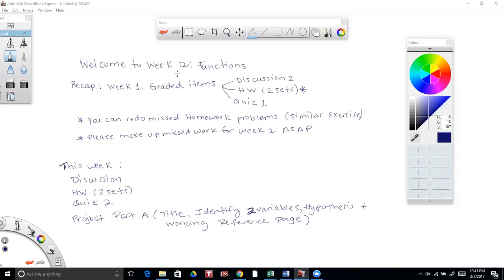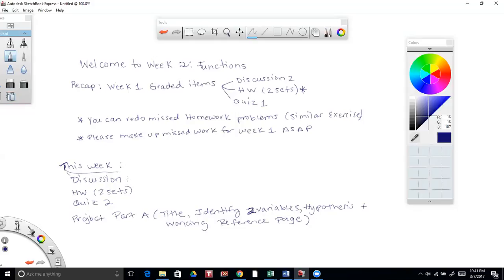Grades will be pulled at midnight, and then they'll decide who's on the at-risk list. So if you are on the list, please try to get off as soon as possible, okay, by making up the work.